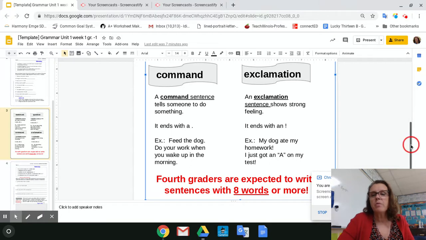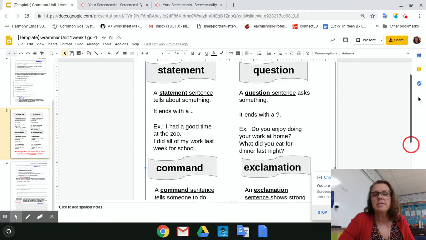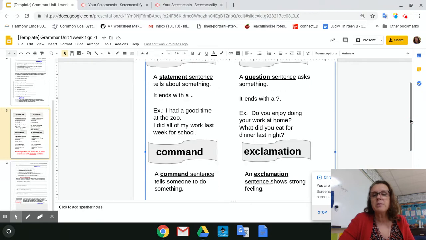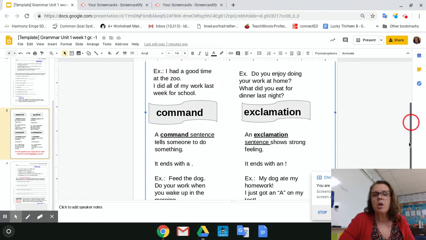Now, to review, there are four types of sentences. We have statements, which end with a period. We have questions, which end with a question mark. Commands, which also end with a period. And exclamations, which end with an exclamation mark.